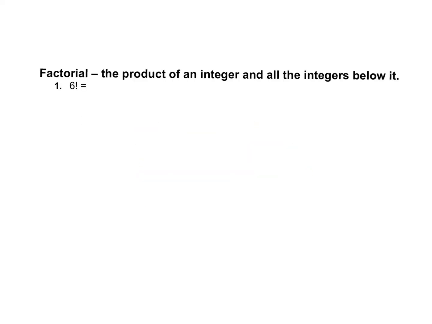So we're going to take a look at a factorial. This is said 6 factorial, which means the product of the integer and all of the integers that are below it. Remember, product means multiply. So if you see something written as 6 factorial, what that means is that you have a 6, and you're multiplying that times a 5, times a 4, times a 3, times a 2, and times a 1. So when you multiply all of those numbers together, you would end up getting 720.